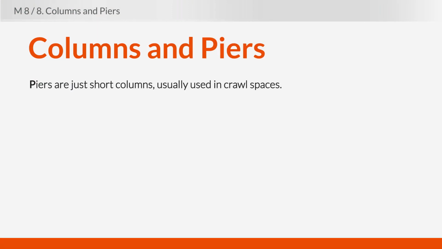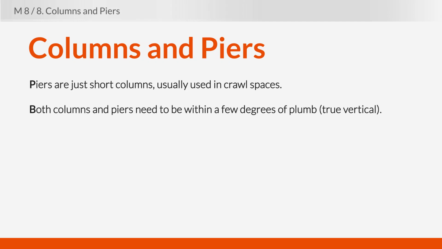Working our way down through the house, structurally speaking, we have columns and piers. Piers are just short columns usually used in crawl spaces. Both need to be within a few degrees of plumb. In other words, true vertical.